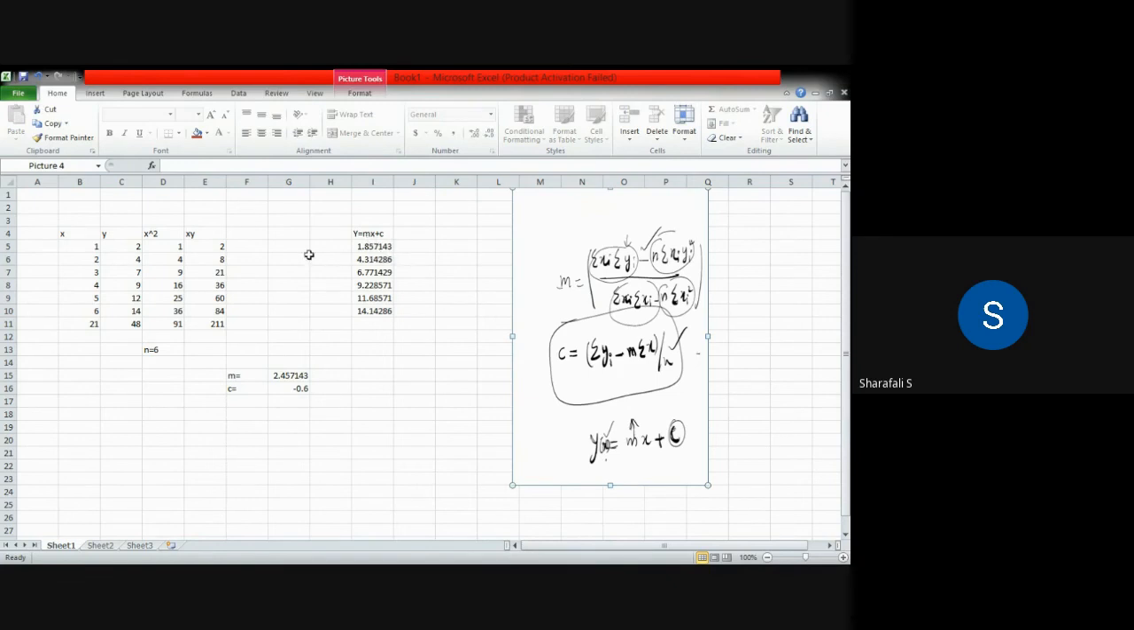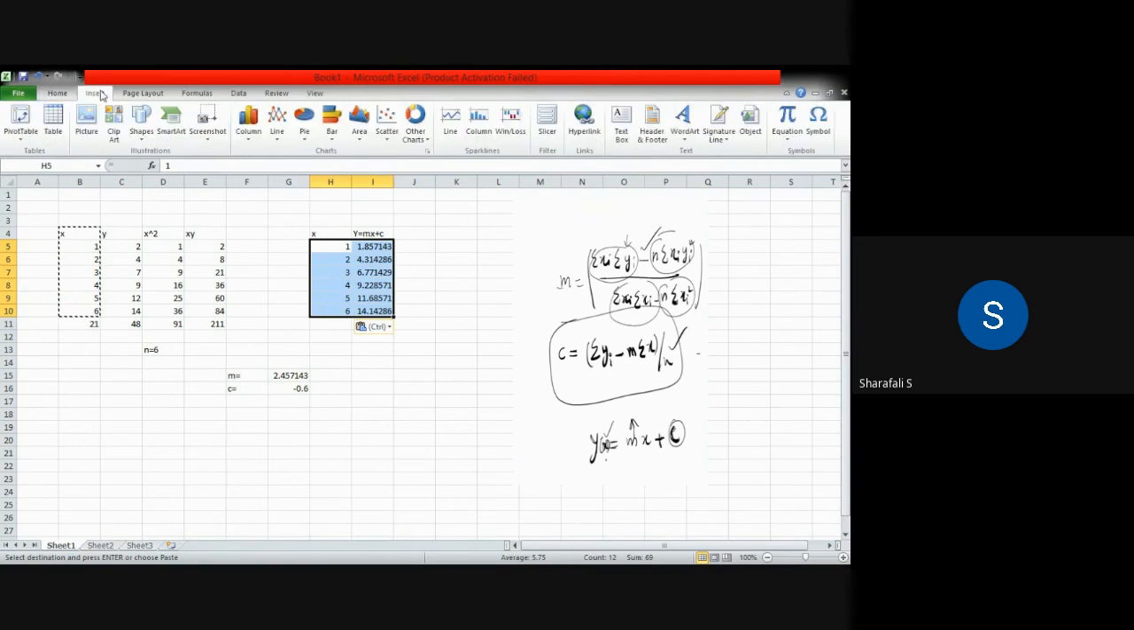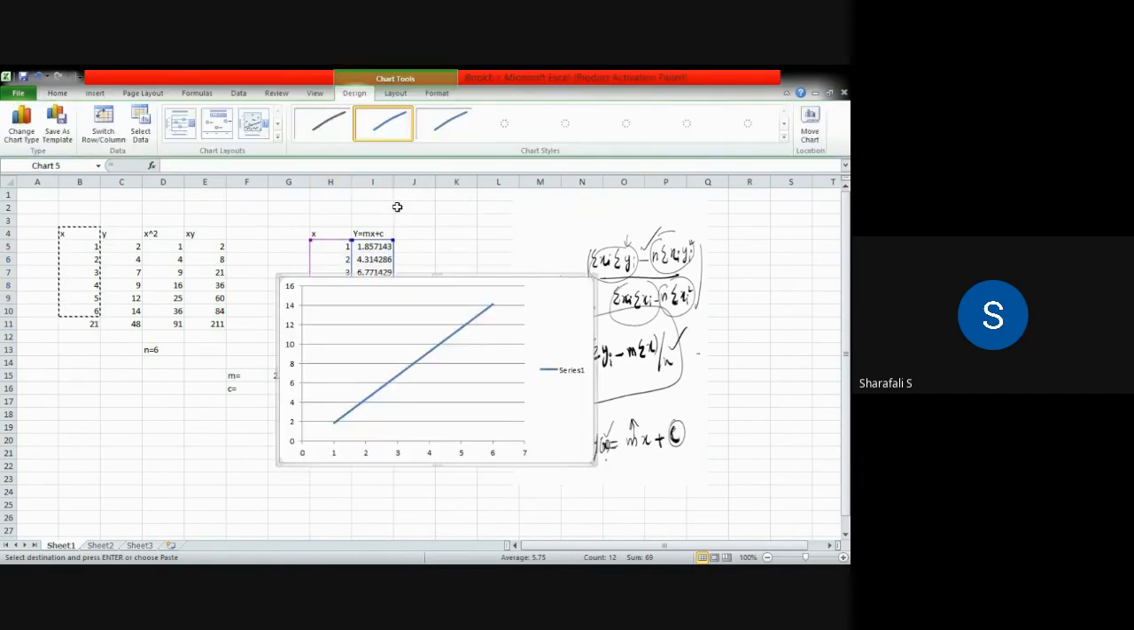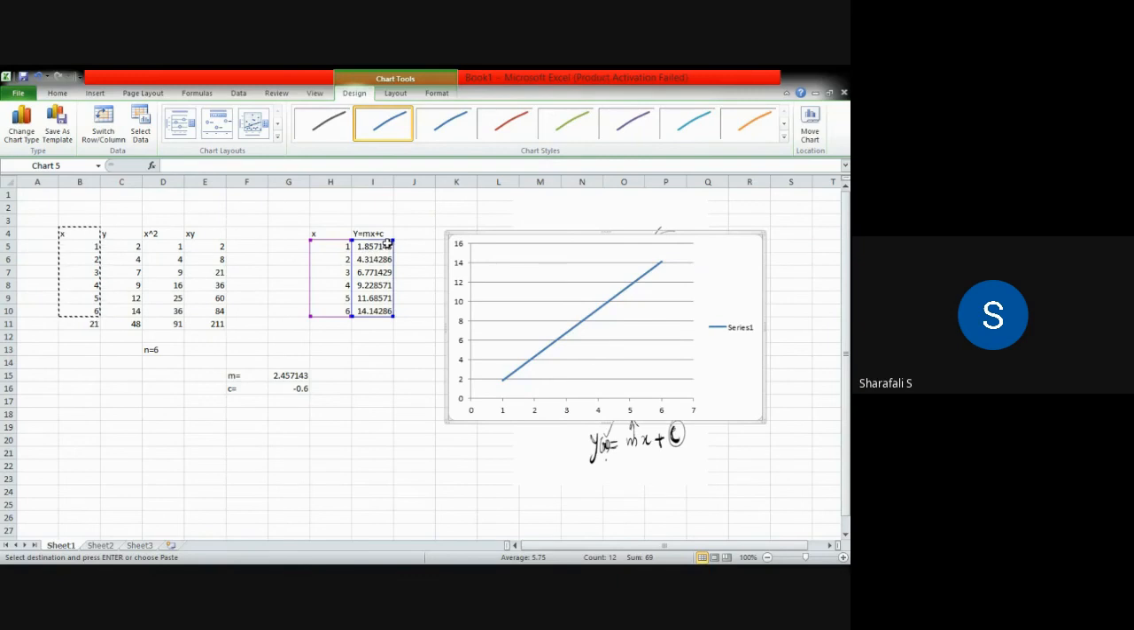Now, if you plot this with respect to x, what will you get? Let me plot that. We need this x also, so I will just insert this scatter plot. Let's put it as line. So this is the line, the straight line that you can get using this calculation in the least square method. You can get this line for this set of data.